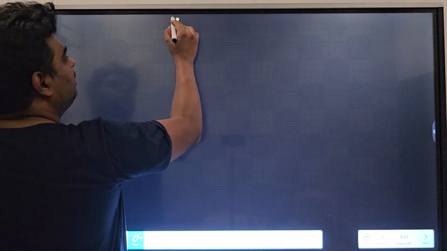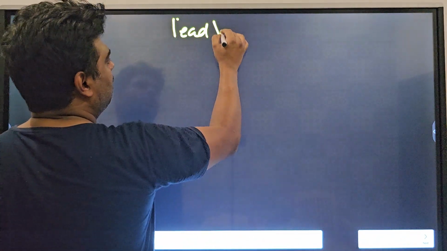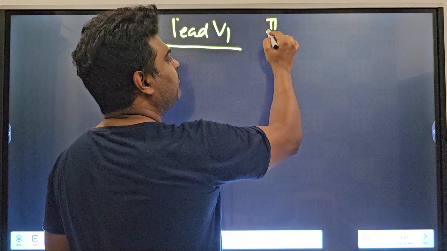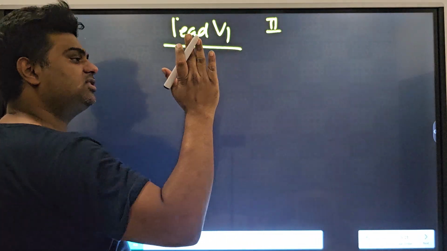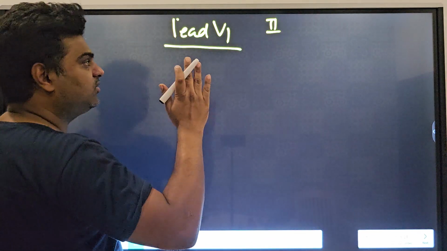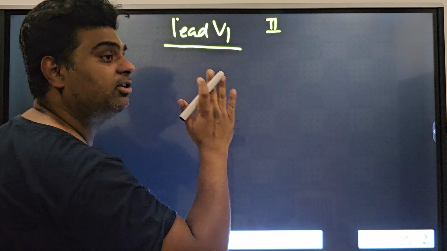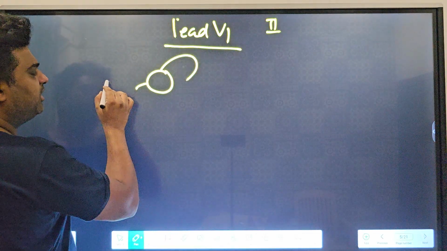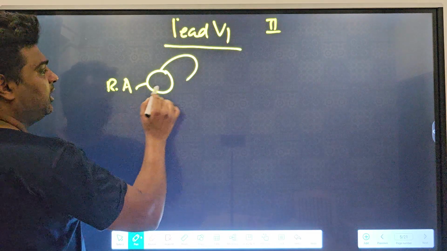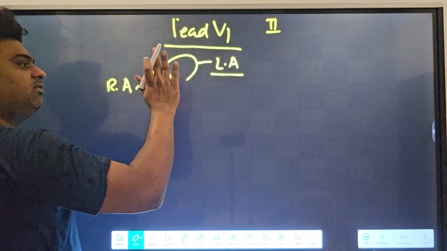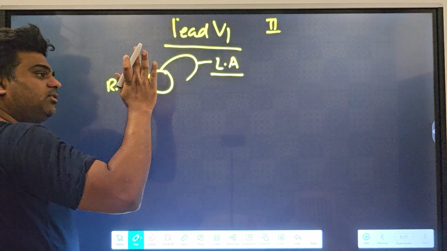Now, if I talk of the lead V1, earlier when we were talking of lead 2, we were in the same plane. Now lead V1 is seeing the heart from a different plane, from the front. That's why it is called the front lead, precordial lead, or the chest lead. Now this is your right atrium and this is your left atrium, and V1 is seeing this heart from the front side.